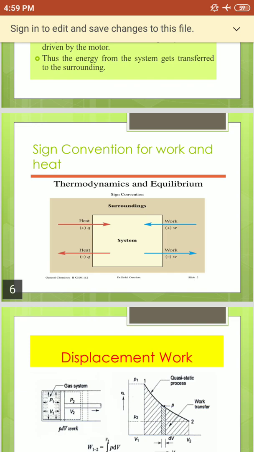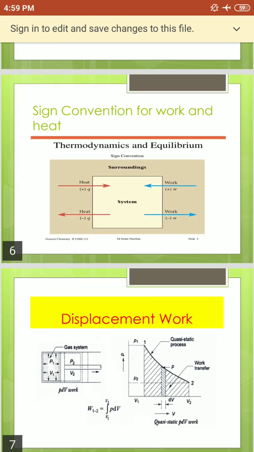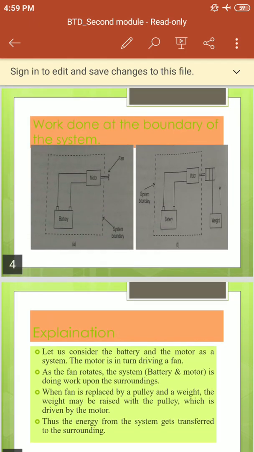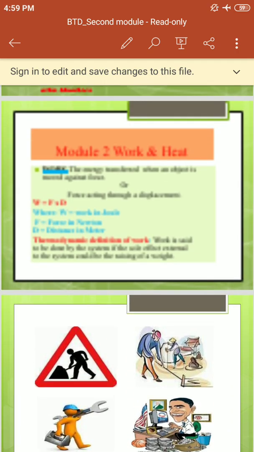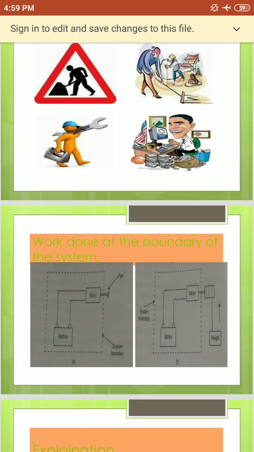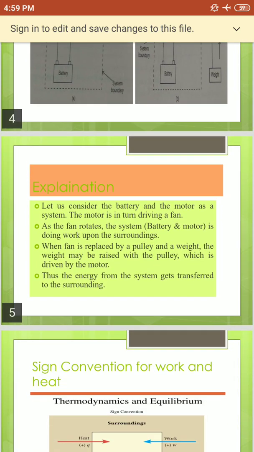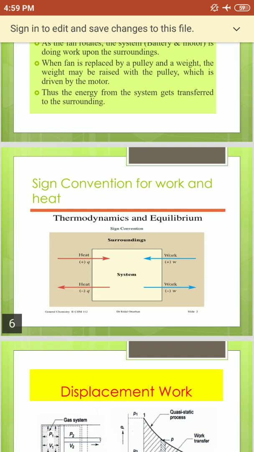In the last class, you also saw the sign convention for work and heat. Remember that work done by the system is positive, work done on the system is negative, heat entering into the system is positive, and heat leaving the system is negative. This is the general sign convention. Also we discussed what thermodynamic work is. This is the brief explanation, and this is the sign convention.